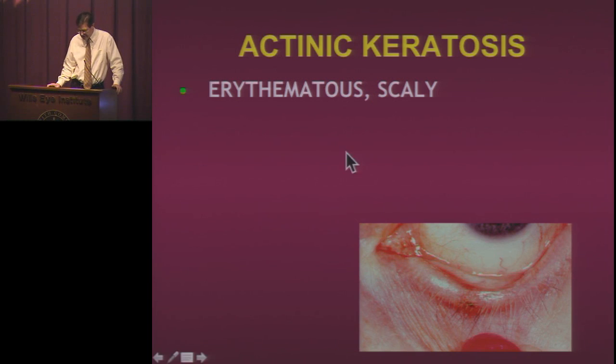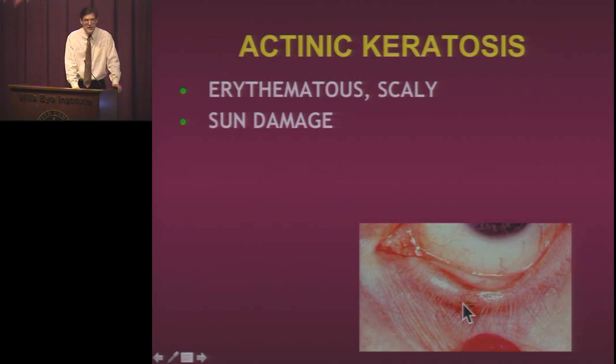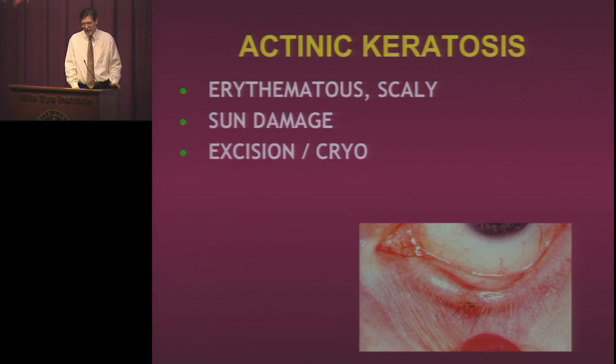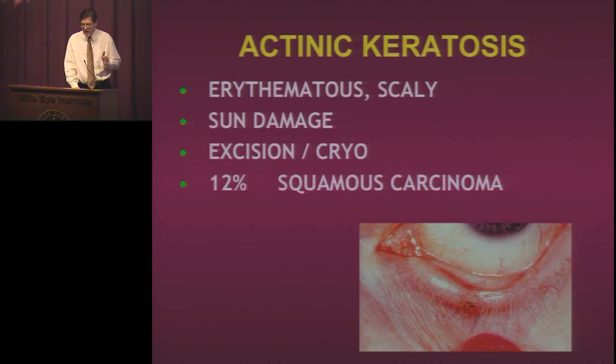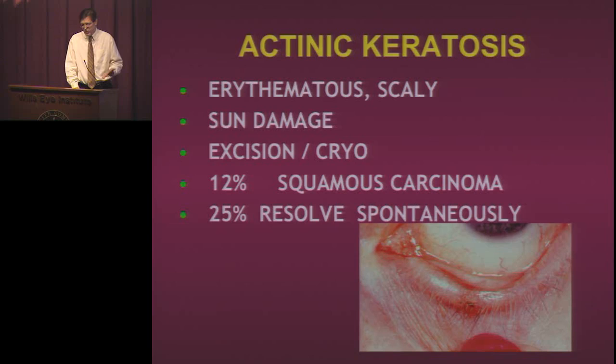Actinic keratosis, scaliness, redness, is the most common precancer in the eyelid. It's caused by sun damage. There are different ways to treat it. We usually want to at least biopsy or remove it. Only about 12% of them eventually go on to be frank carcinomas. And luckily, the squamous cell carcinomas that arise from actinic are not as aggressive as those that arise de novo. And 25% of them clinically will disappear within a year, and you can have waxing and waning of these lesions.